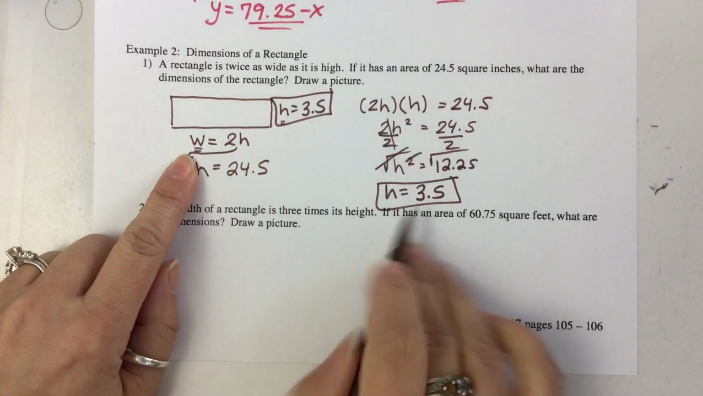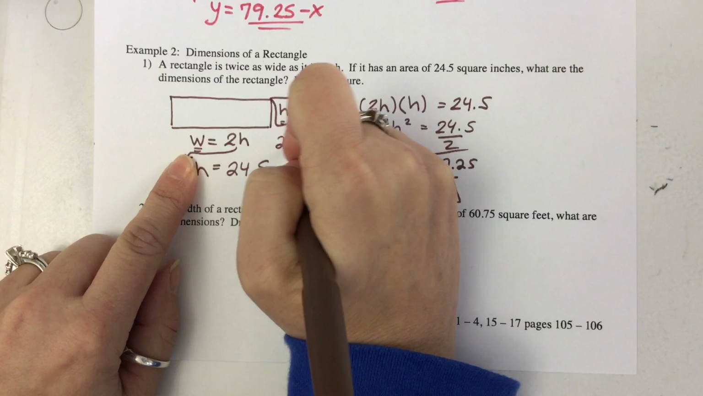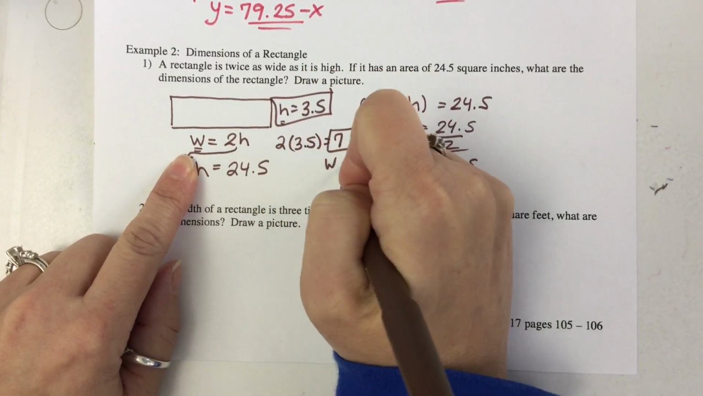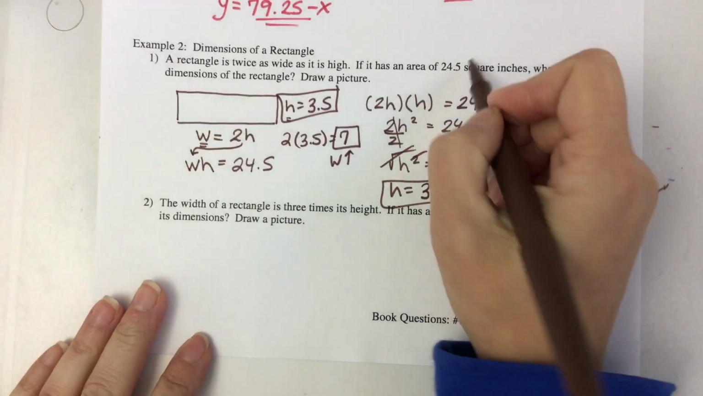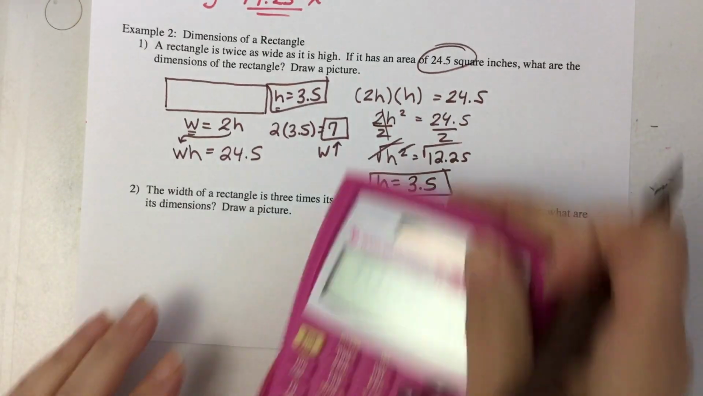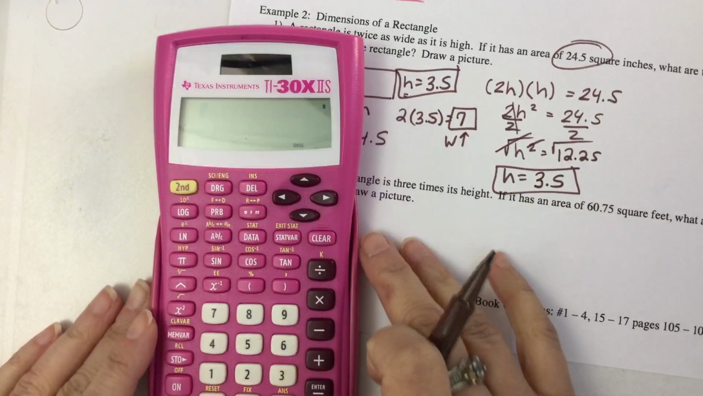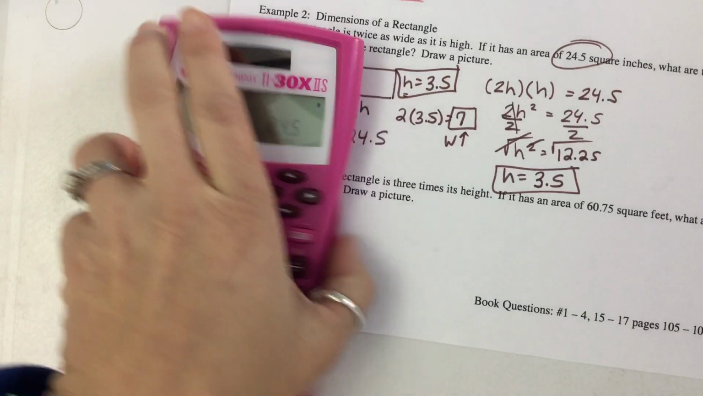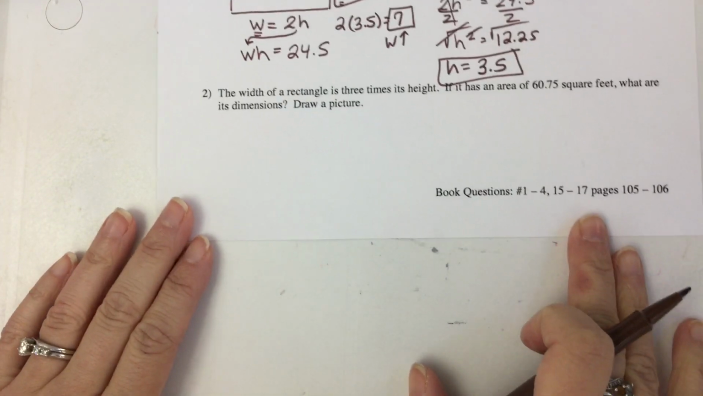The width is 2 times the height. So 2 times 3.5 is 7. So the width is 7. The height is 3.5. In order to test it, find their area. Area, you take the two numbers and you multiply them together because it's length times width. 3.5 times 7 is 24.5. We are good. One more just to make sure.